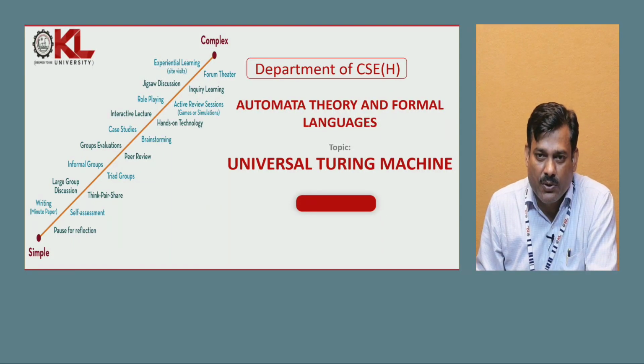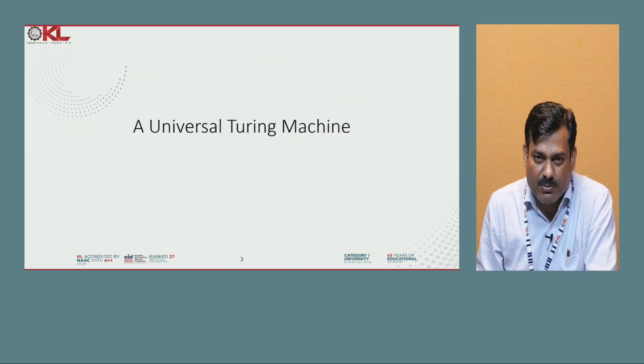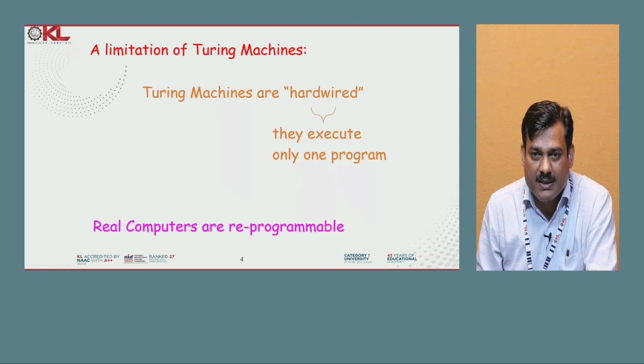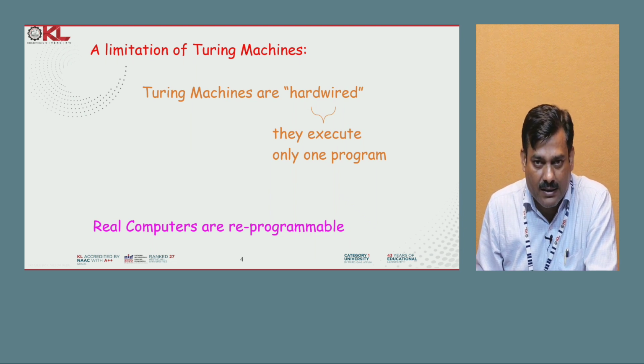Today we will discuss the universal Turing machine. First of all, we will discuss what a Turing machine is and what the limitations of a Turing machine are. So first, the limitation of Turing machines: they are hardwired. They can execute only one program. They can be designed for only one program.